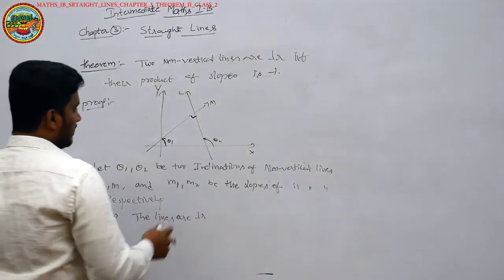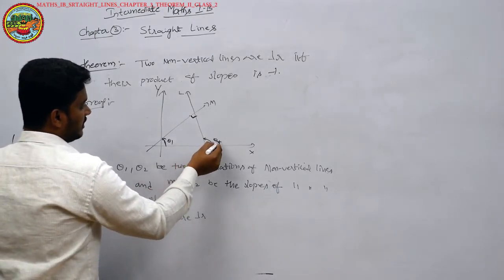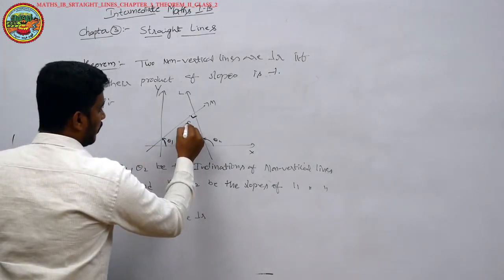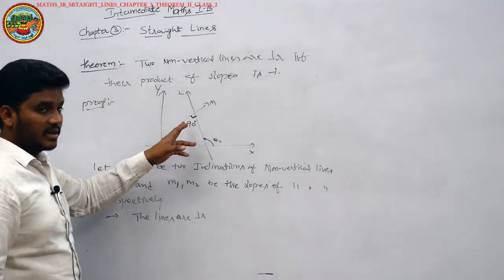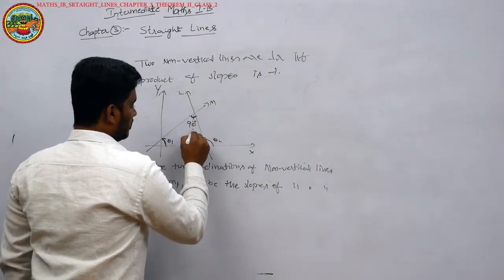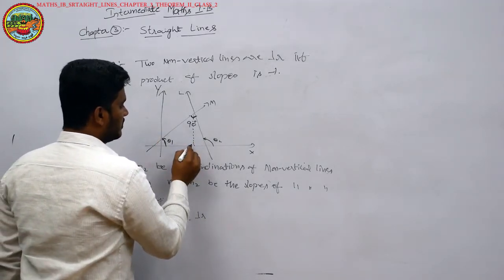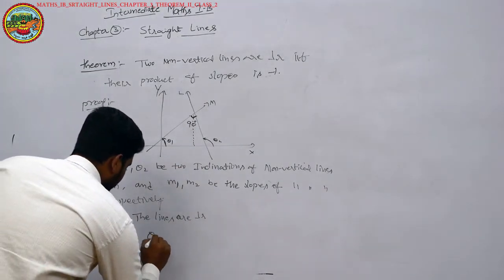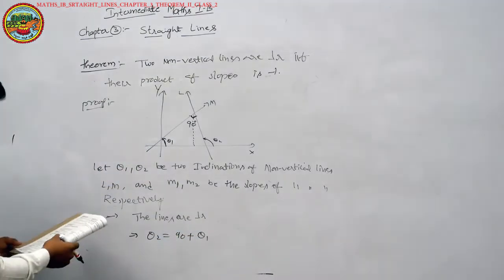Okay, so perpendicular means, if we observe this, the angles theta 2 and theta 1, they are perpendicular to each other, which means the angle between them is 90 degrees. So if we draw a projection to the x-axis, the angle theta 2 is equal to 90 plus theta 1.